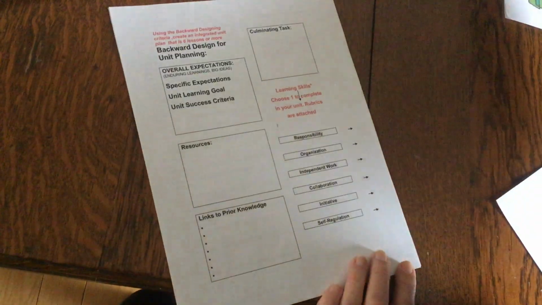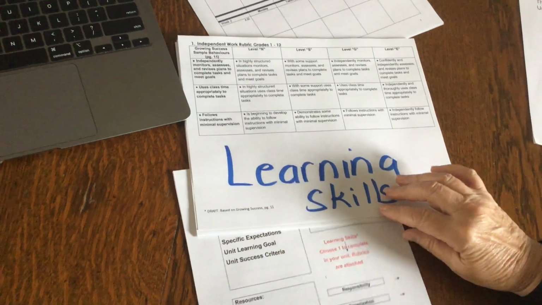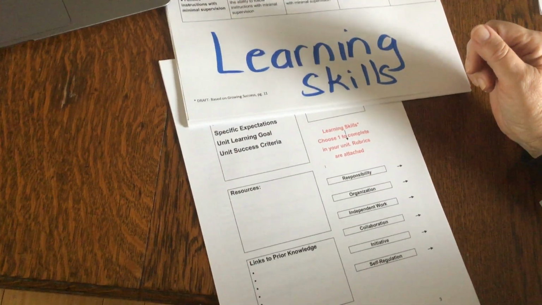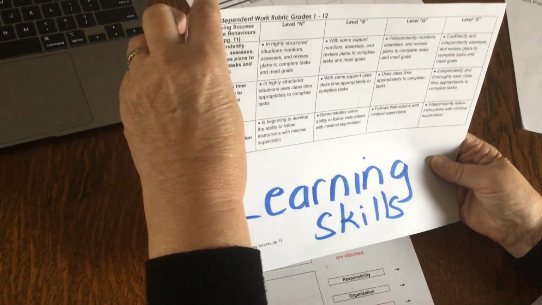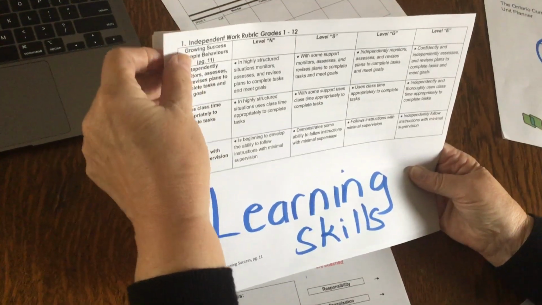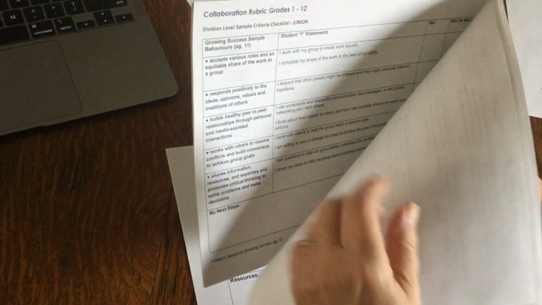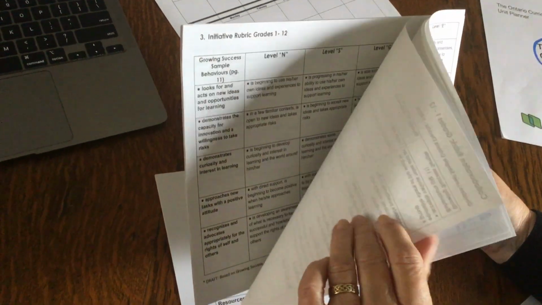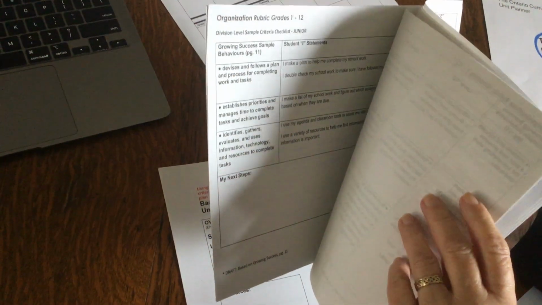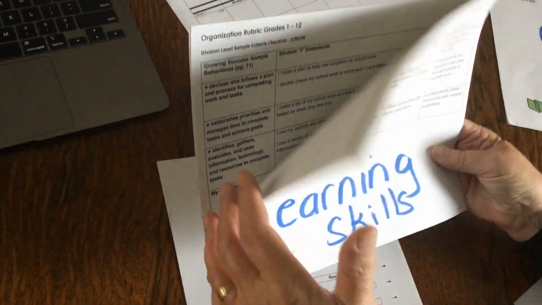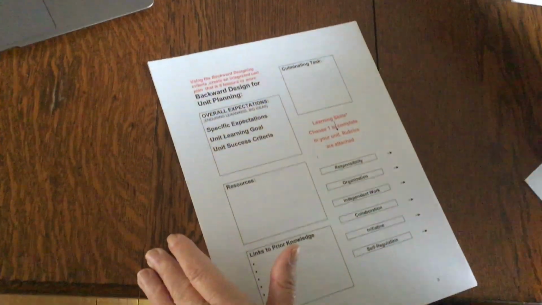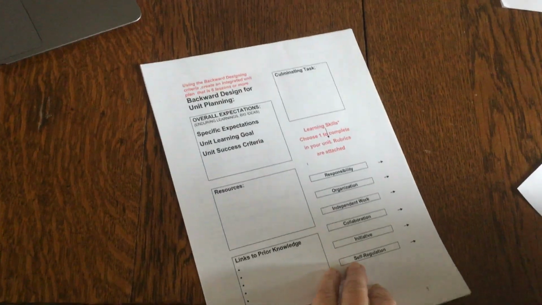You're also responsible to teach during that unit 1 learning skill. Choose one of these: responsibility, organization, independent work, collaboration, initiative, or self-regulation. I've also attached for you rubrics, general rubrics for each learning skill, and then there's junior ones as well, which also give you an idea of how to simplify the learning skill so the students understand what it means. So the rubrics are there for you as well.